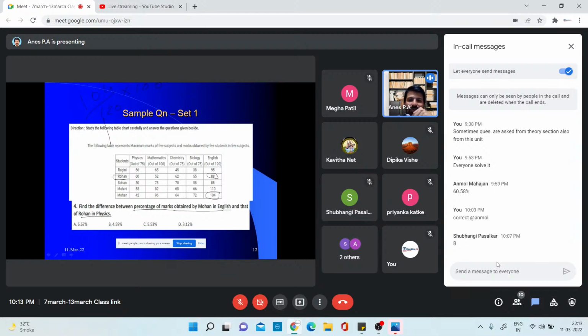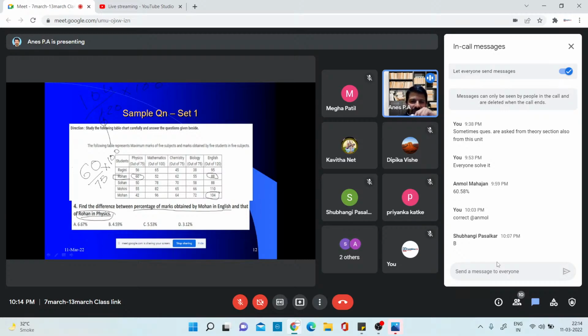And that Mohan in physics. Anybody tell that percentage, how to find it? We find the mark of Rohan in physics, that is 60. Find out its percentage. How to find that? Anybody? Tell me. You can do 60 by 75 into 100. We can find it easily.